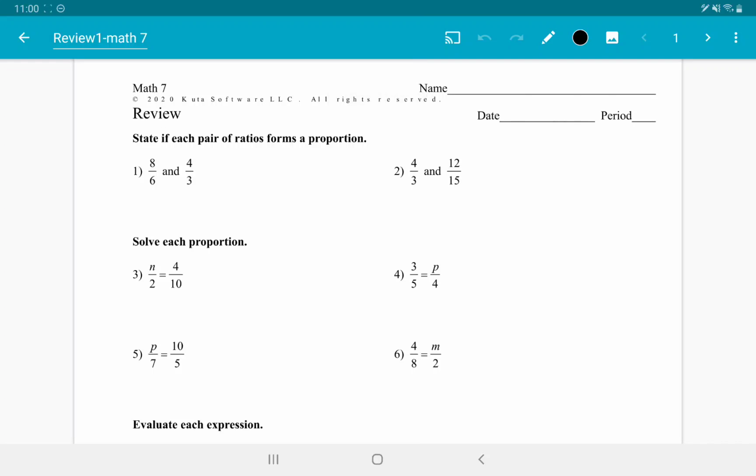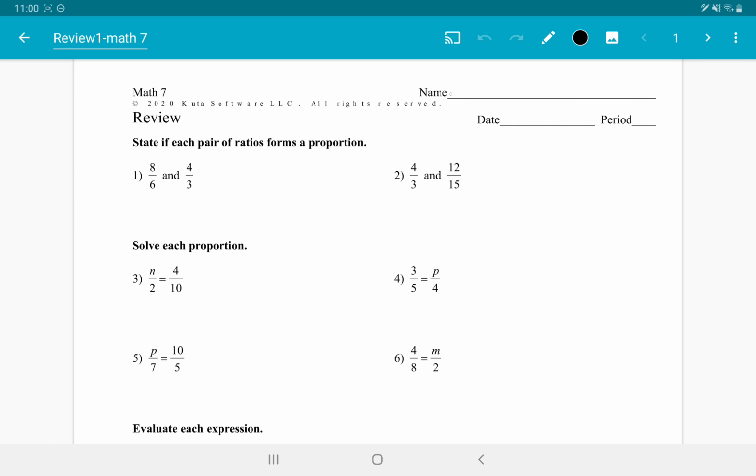Okay, good morning, everyone. So here's a worksheet for you guys. For my worksheets, I'm going to go over about half the problems, and then you'll be assigned to do the other half. So at least you'll have one problem or two to reference, okay?